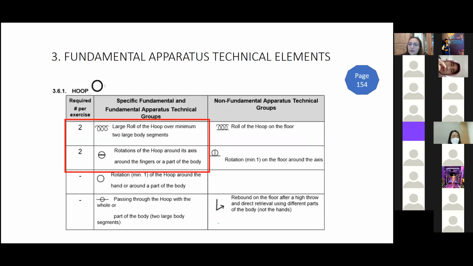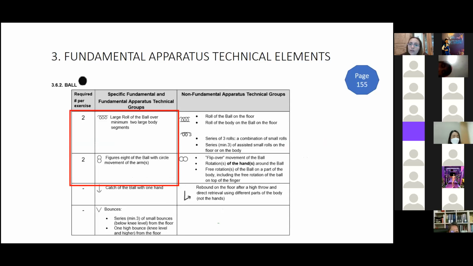So fundamental apparatus technical elements, this is the requirement for hoop. We need 2 large rolls and 2 rotations around its axis. It's different from individuals. We do not require minimum 1 rotation of the hoop or the passing through. We only require the 2 fundamentals, the 2 large rolls and the 2 rotations of the hoop around its axis. For the ball, we require the 2 large rolls and the 2 figure 8s.